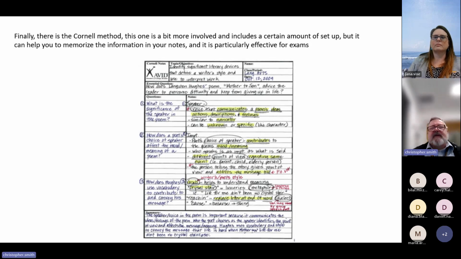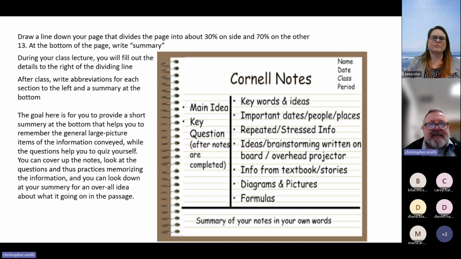It's a bit more involved, with a little bit more setup. But the great thing about the Cornell method is that it can help you to memorize the information in your notes, and it is particularly effective for exams. As with that first example of the mind map, here is a very extensive and elaborate version of the Cornell method with a lot of questions to the side, a lot of important things circled and everything. Just wanted to show you a really detailed one to see how complicated it can get. But again, it can be very simple.